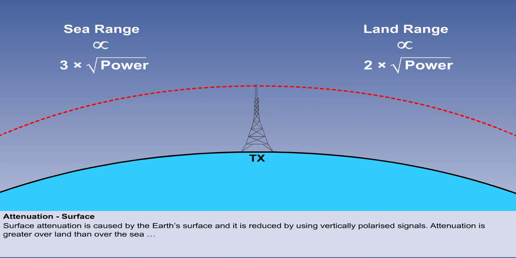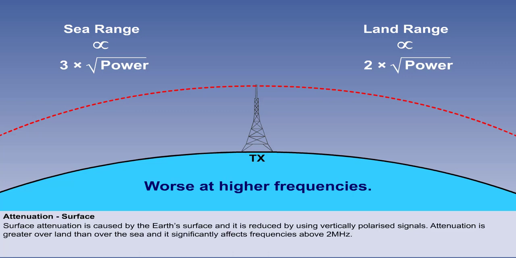The nature of the surface of the Earth over which the wave travels is also a factor in attenuation. Radio waves attenuate more over land than over the sea. Mountains, forests and deserts cause the greatest attenuation of radio waves. Surface attenuation increases as the frequency of the signal increases, and so frequencies above 2 MHz are of little use for long-distance transmissions.